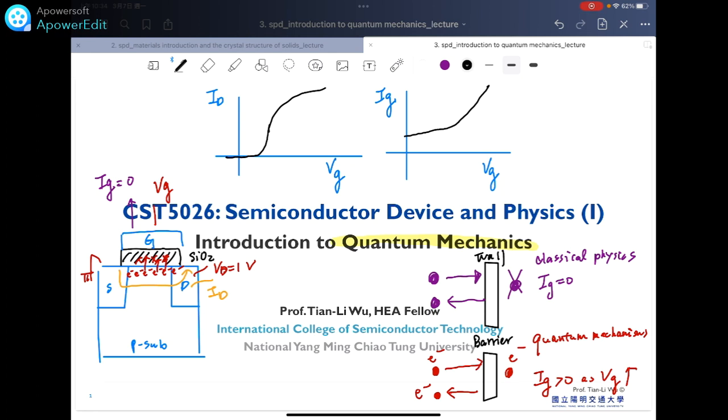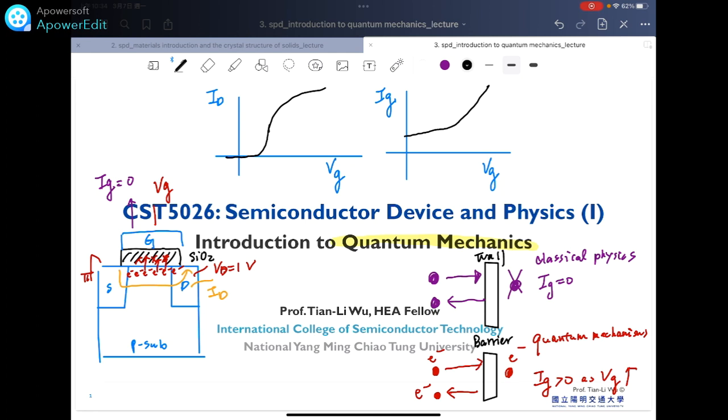sometimes it can be a class that is long for one semester. But to be honest, I don't believe that everything there will be needed for us, because for the semiconductor people, we only need to understand a small portion of quantum mechanics. That's already enough for us, for semiconductor engineering.